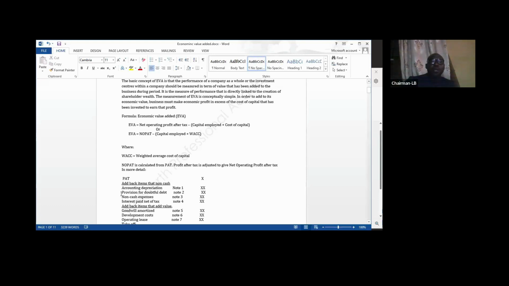Number 2, provision for doubtful debt. Where you have provision for doubtful debt, the doubtful debt has not happened. When we say provision for doubtful debt, a company has made sales on credit. The customer has not paid. Maybe the customer will pay in 2 months' time or 3 months' time.